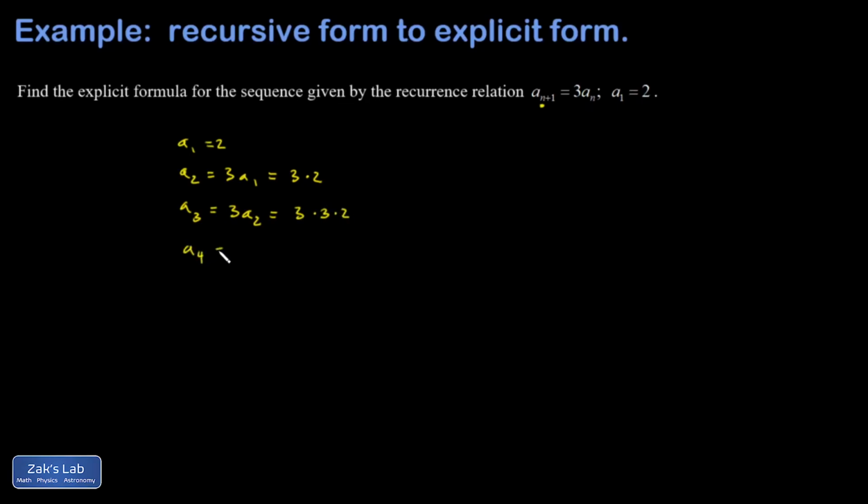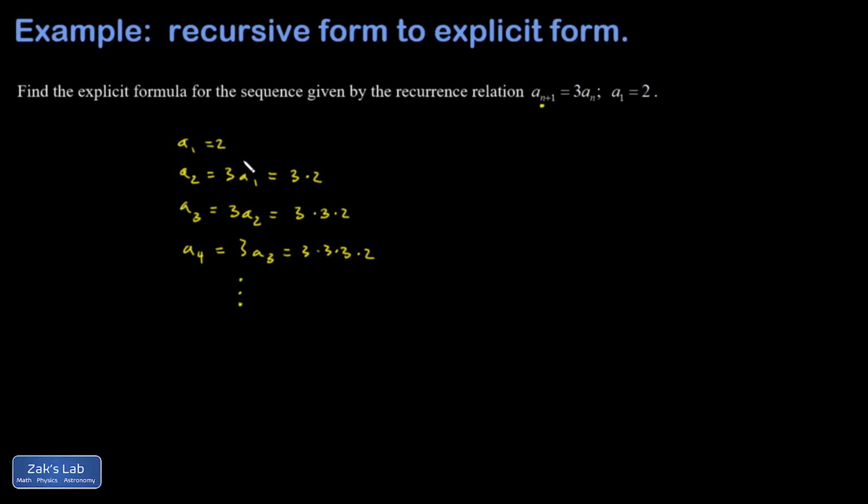a4. Sub in n equals 3, and I get 3 times a3. And that's 3 times 3 times 3 times 2, and so on and so on. And then I have to recognize a pattern that allows me to write this as an explicit formula.